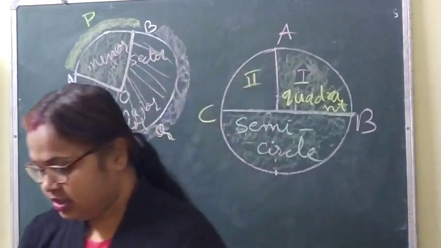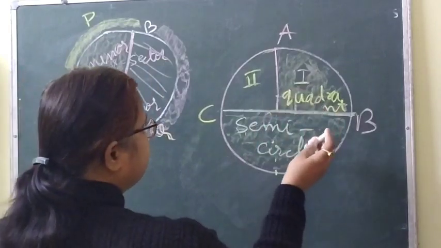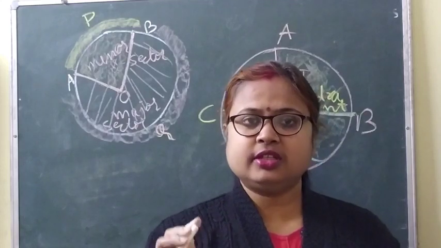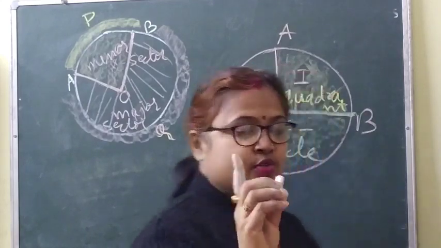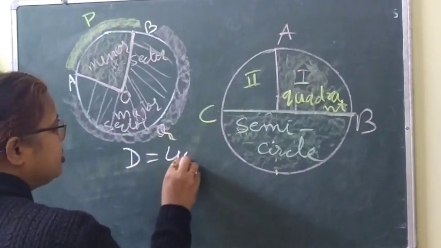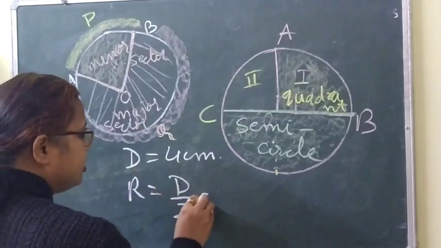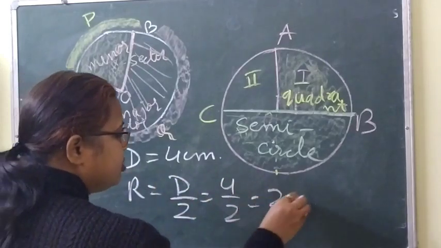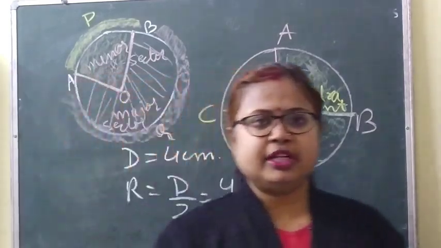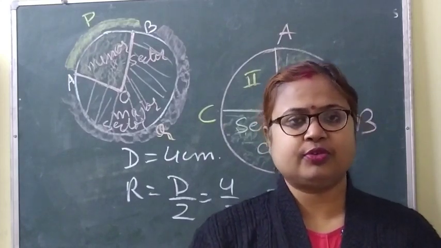Clear? Now the next is that sector we have discussed, quadrant we have discussed. Next, let's revise the relation between the diameter and the radius. What is the relation between the diameter and radius? If the diameter is 4 centimeters, then what will be the radius? The radius will be D by 2, that is 4 by 2, that is 2 centimeters. Clear? So this is the basic of circle. I hope all the points must have become very clear to all of you. Thank you very much.